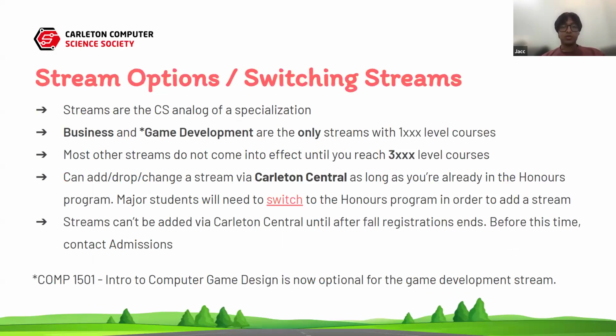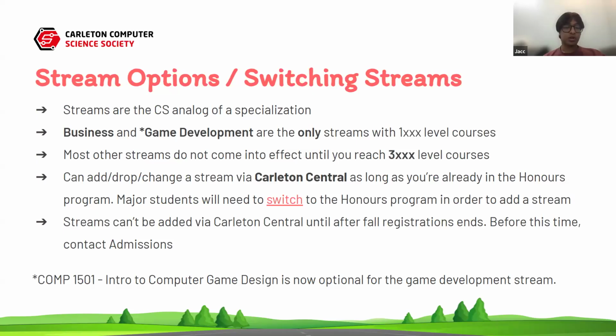So in terms of streams, if you're in the computer science program, we have a few different streams that are basically our version of specializations. Most of these streams start by maybe your second or third year, except for the business stream that has some first year courses and the game dev stream, which has an optional first year course.